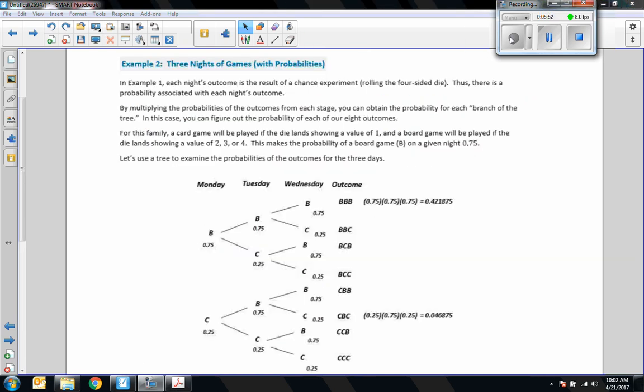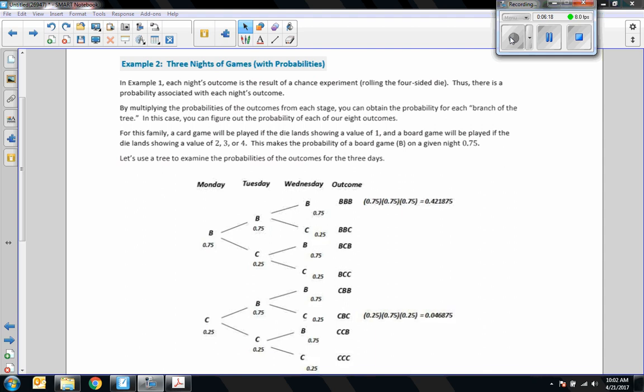Okay, example 2 says 3 nights of games with probabilities. So in example 1, each night's outcome is the result of a chance experiment by rolling the 4-sided die. Thus, there's a probability associated with each night's outcome. By multiplying the probabilities of the outcomes from each stage, you can obtain the probability for each branch of the tree. In this case, you can figure out the probability of each of our 8 outcomes.